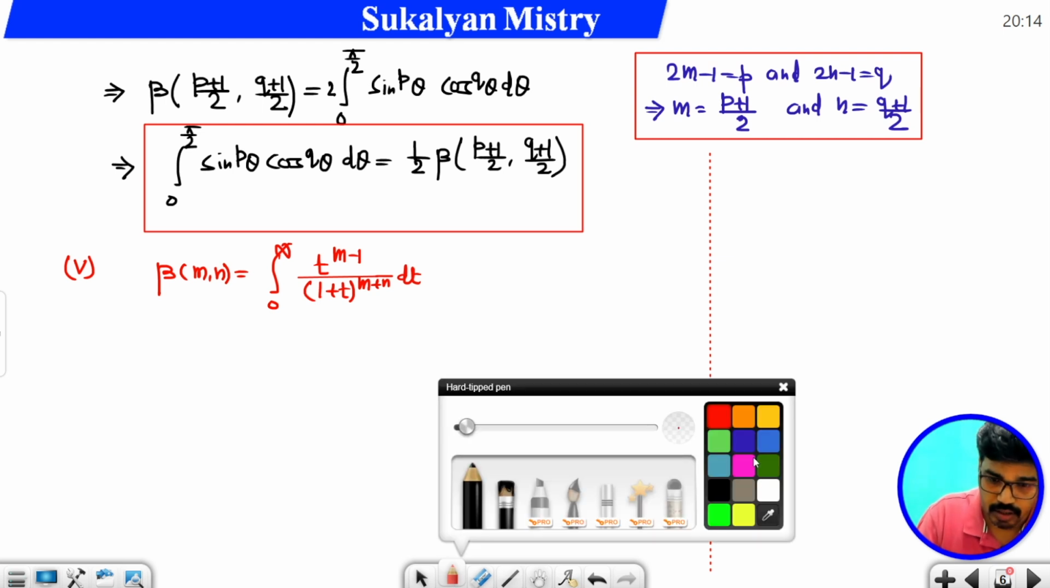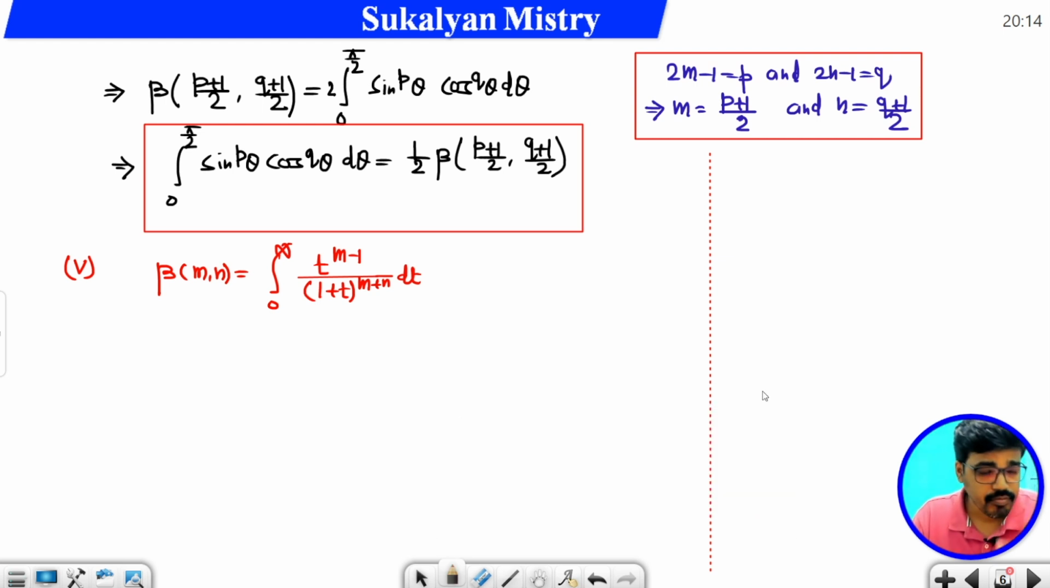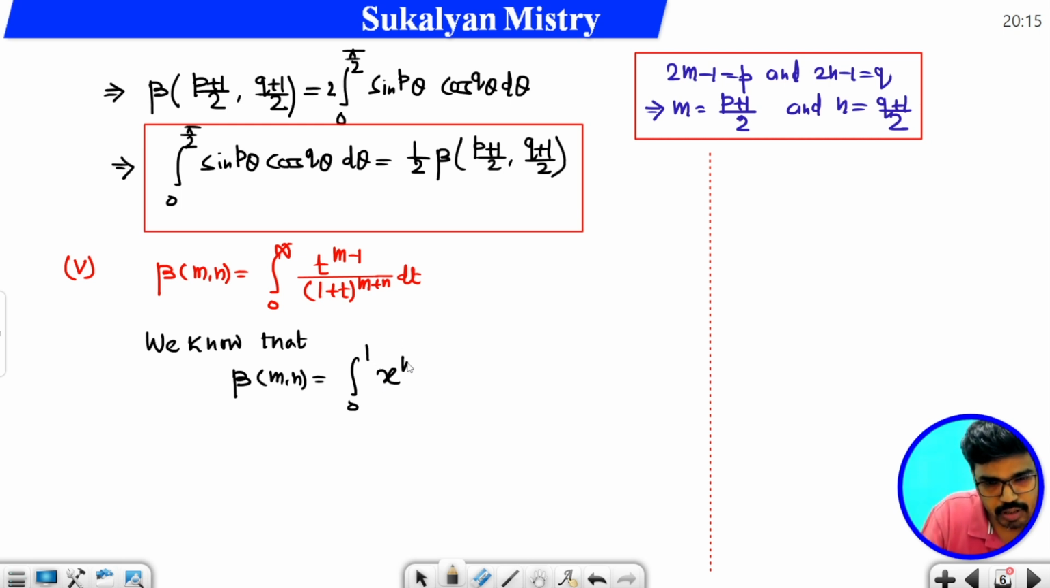Here just see, we already know that beta m comma n is equal to integration 0 to 1 x to the power m minus 1 into 1 minus x to the power n minus 1 dx, right? We know that.